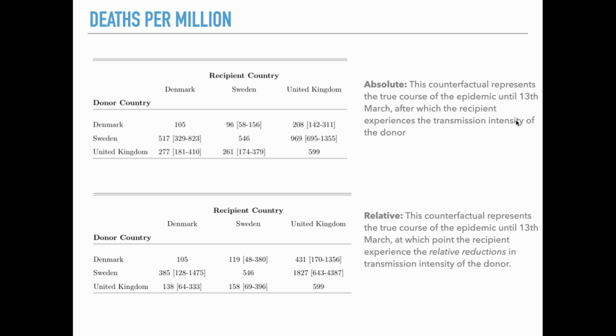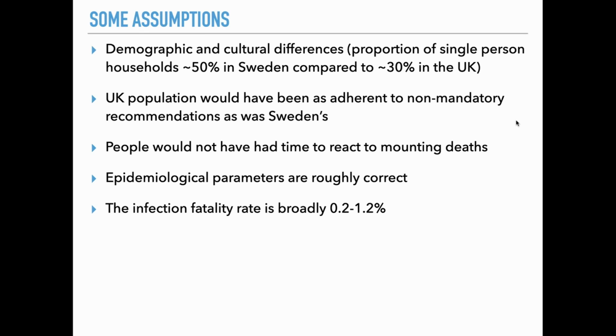which again conforms to our intuitions. So before I go and see what all of this meant, there are some fundamental assumptions in all this, right? That the demographic and cultural differences between Sweden and the UK would be the same. Now, 50% of households in Sweden compared to 30% of households in the UK are single person. Now, this means the UK situation would have been probably worse. But then it also means that the UK would have adhered to non-mandatory recommendations as well as Sweden, which there's no reason to actually think they would, to be fair.